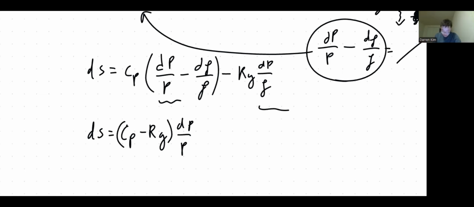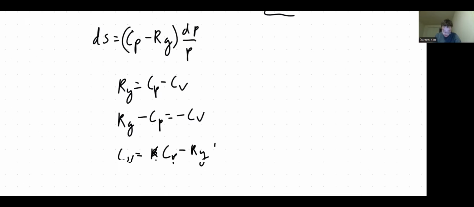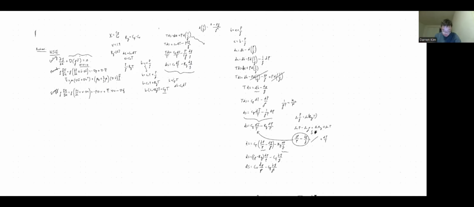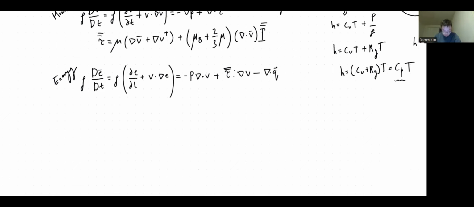Okay, and then that means I will have ds equals cv dp over p minus cp d rho over rho. As you can see, what I'm trying to show you here is that I only memorize a few things, and the few things I do memorize allow us to do all of this. Anyways, the next thing we have to do is realize this portion. This is the next thing I will do.